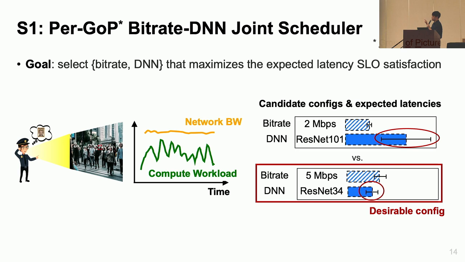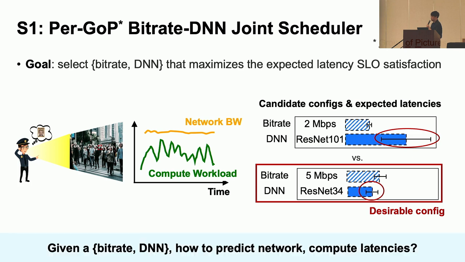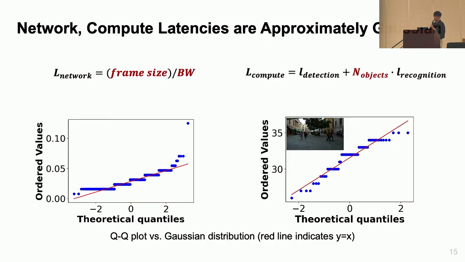And a more desirable choice is to use a more lightweight DNN, but use a higher bitrate because the bandwidth is more favorable. However, given the bitrate and DNN configuration, how can we predict how the network and compute latency will be in the next video chunk? So our idea is to build online stochastic latency models to predict each UE's network and compute latencies.